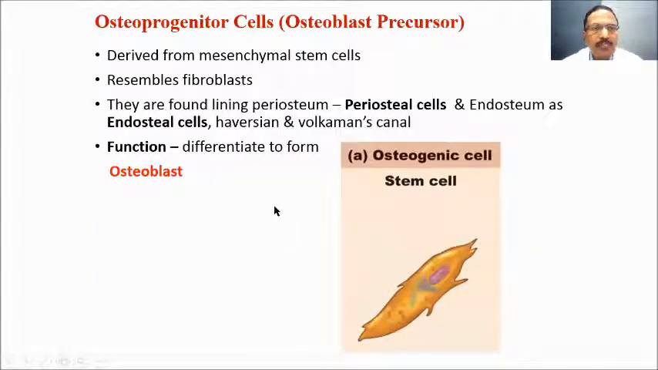Coming to the osteoprogenitor cell, they are the osteoblast precursors, derived from mesenchymal cells. You can see in this picture, they look like fibroblast cells. They are very flat, with a lot of protoplasmic projections and a flat nucleus. Usually these cells are present in the endosteum or periosteum of the bone, and they change into osteoblast cells when there is a need. Their function is only to differentiate into other cells.